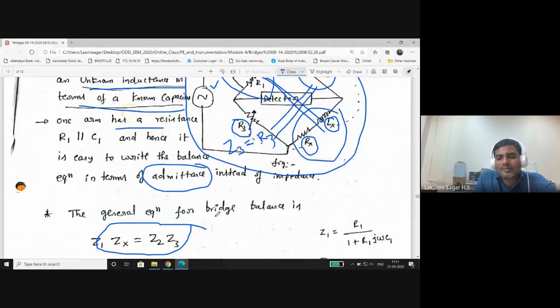Now you got Z1, Zx, Z2, Z3. You got the equation, right? Now you substitute in the bridge balance equation, and let me know the equation for Rx and Lx. You have to do it.